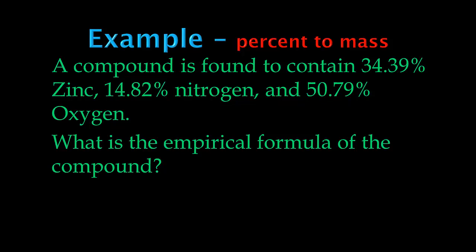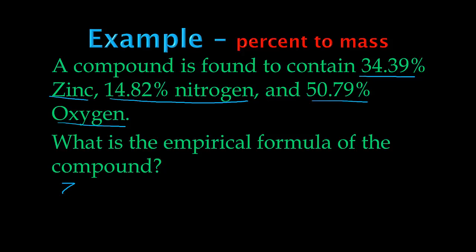First example, our first step is to convert from percent to mass. It says a compound is found to contain 34.39% zinc, 14.82% nitrogen, and 50.79% oxygen. What is the empirical formula of the compound?